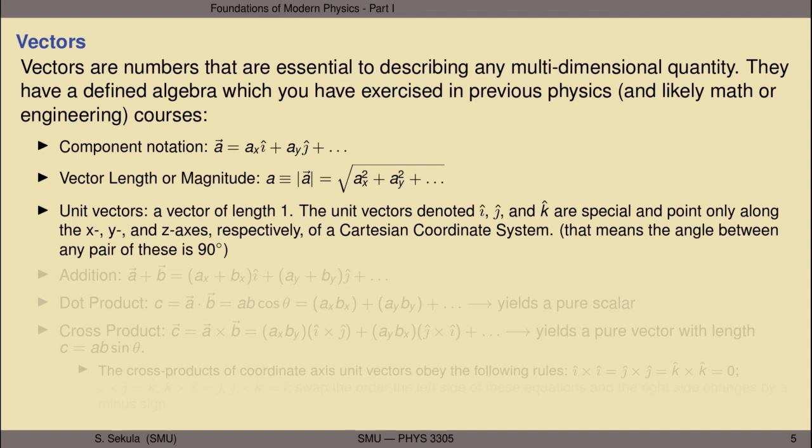This also means that because the angles between the x and y and z and x axes are 90 degrees, the angles between these unit vectors are also always 90 degrees for any pair.